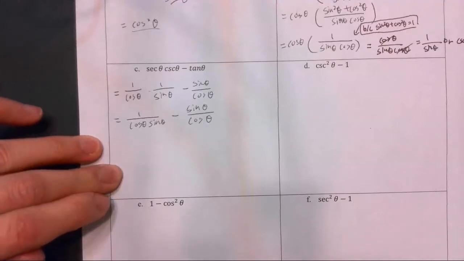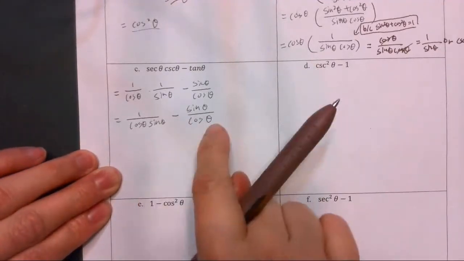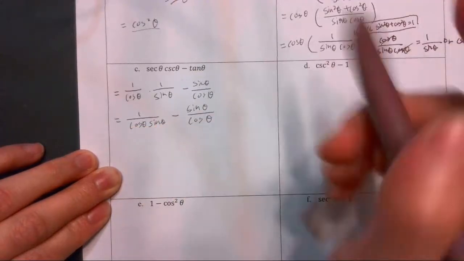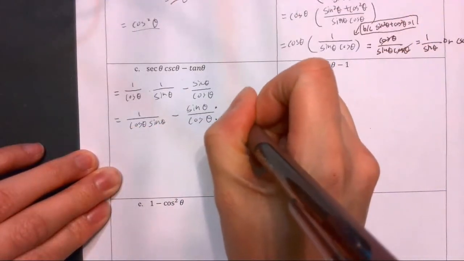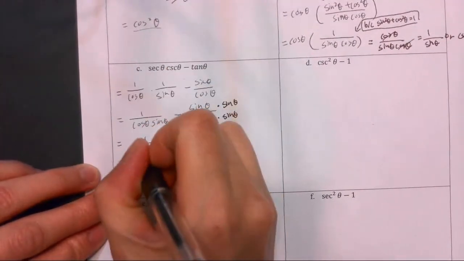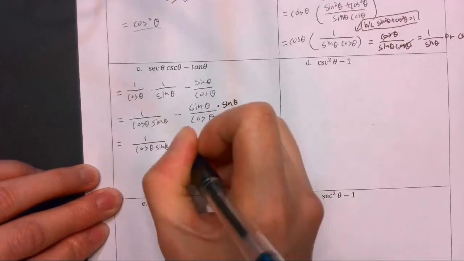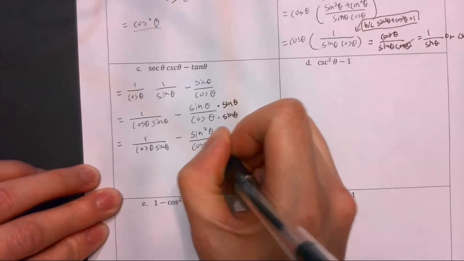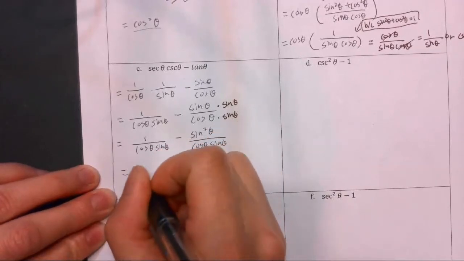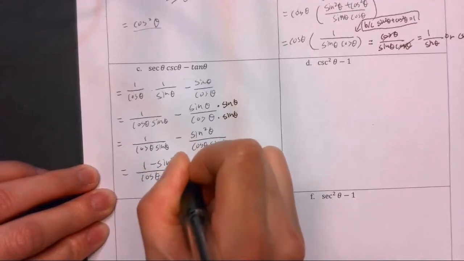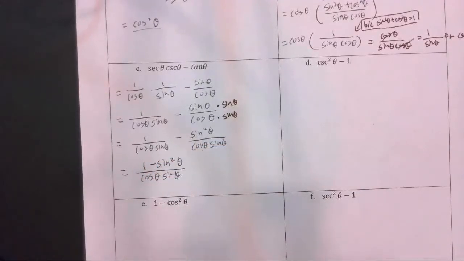Now what? We're subtracting two fractions, so I need a common denominator. This one's denominator is cosine sine, this one is cosine. So the second fraction needs sine theta to multiply top and bottom, right? So I get 1 over cosine theta sine theta minus sine theta times sine theta, sine squared theta, over cosine theta sine theta. So I'm going to combine it together: 1 minus sine squared theta. Alright, I'm going to stop. You're probably like, oh, I don't know where to go any further.